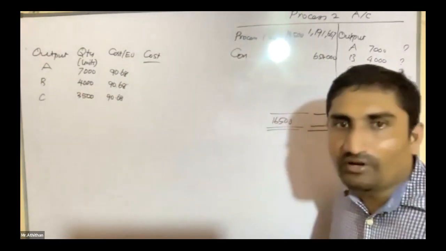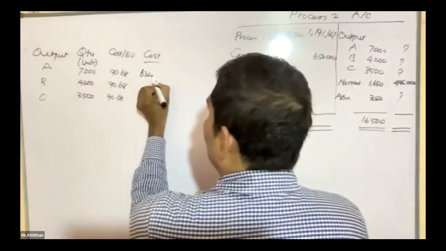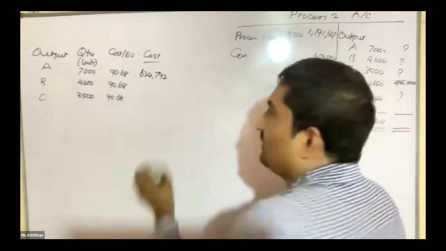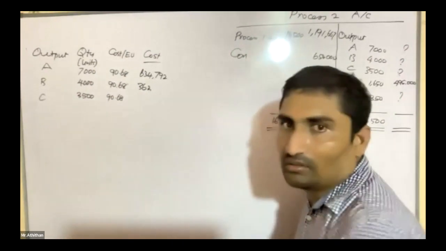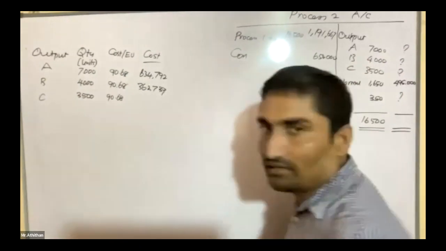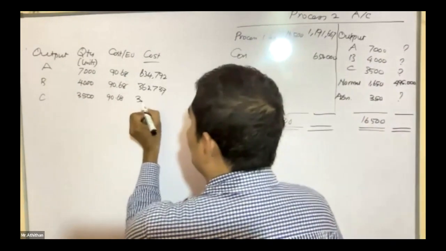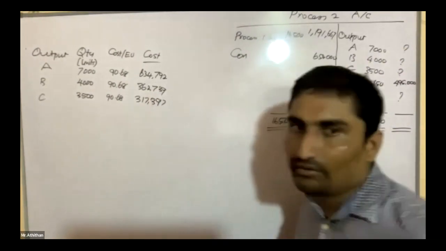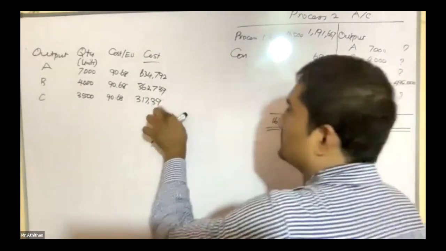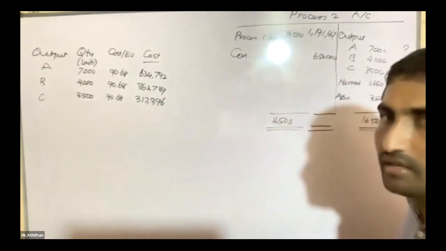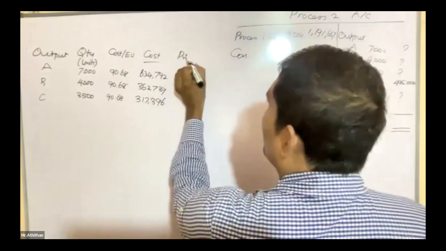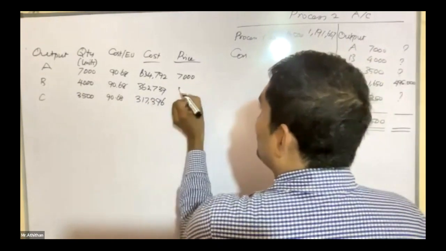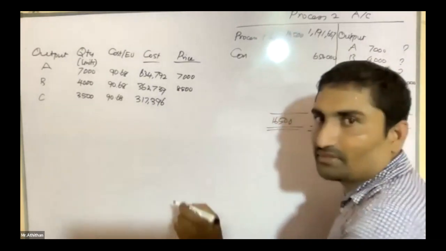So cost, we need to multiply. We need to multiply each of them. 634,792. 362,739. 317,396. Okay. Price: 7,000, 8,500, 10,000.